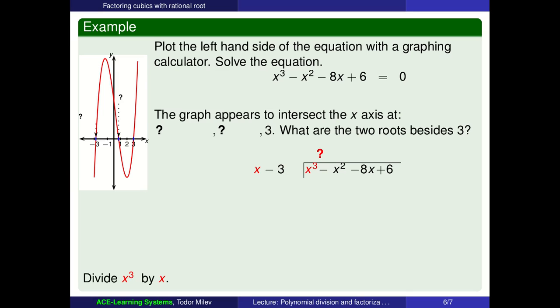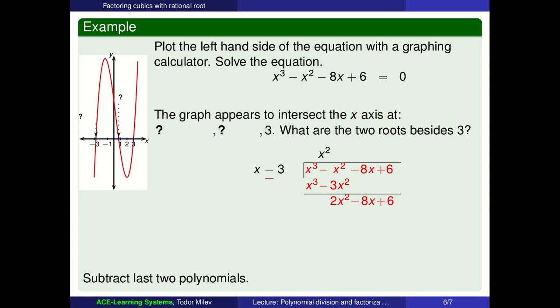First, identify the leading term in the dividend and the leading term in the divisor. Next, divide the two leading terms. X cubed divided by x equals, I'm sure you guessed it, x squared. Next, multiply x squared by x minus 3 to get x cubed minus 3x squared. Next, subtract the dividend and the new intermediate to get minus x squared minus 3x squared equals 2x squared minus 8x plus 6. So 2x squared minus 8x plus 6.